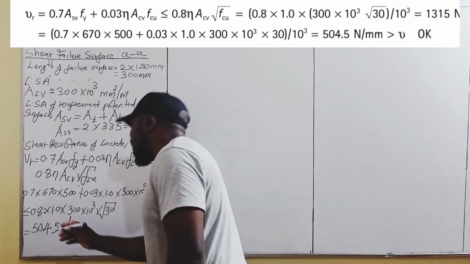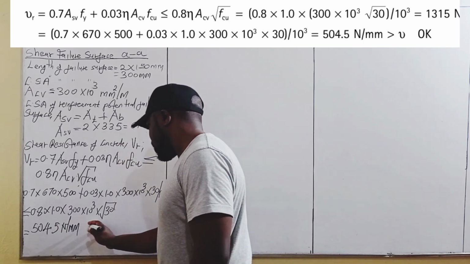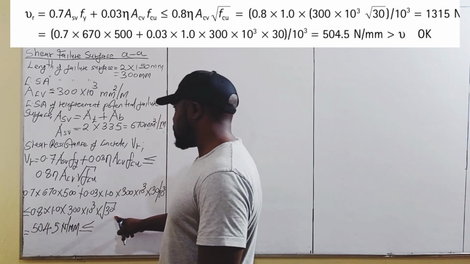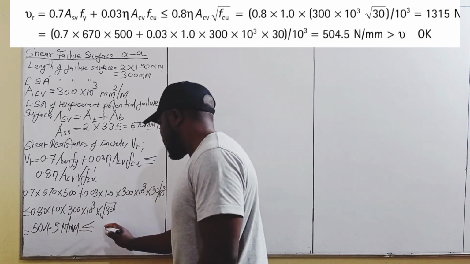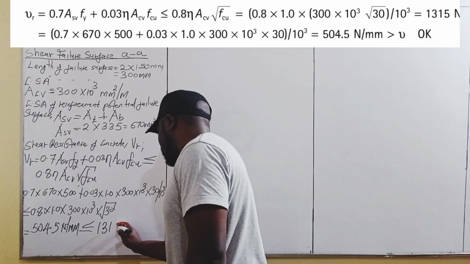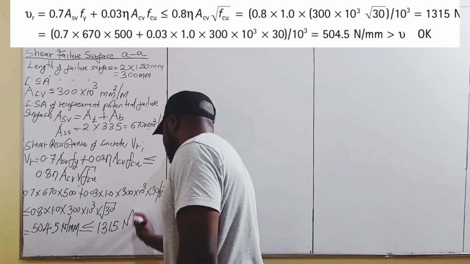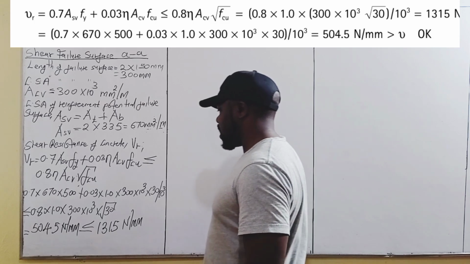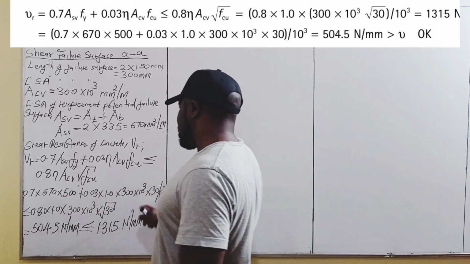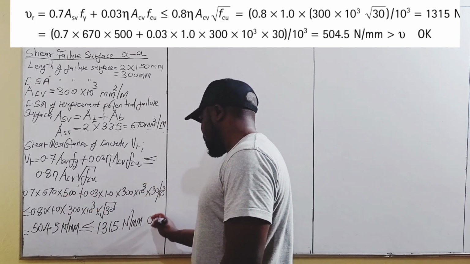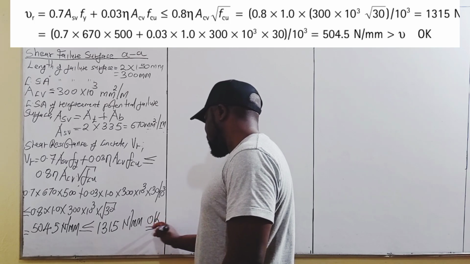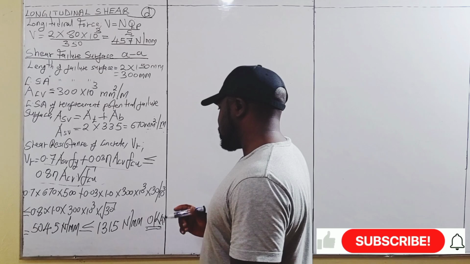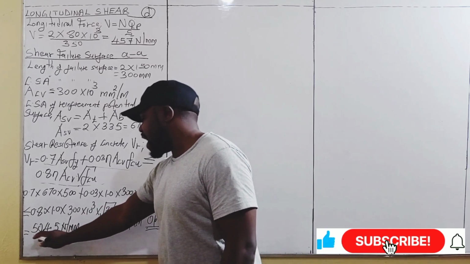newtons per millimeter, which is less than or equal to, the second part is going to give us 1,315 newtons per millimeter. And therefore, we find that that calculation is very much okay, meaning that the section we have selected is all right. It is okay. But in this case, we can also compare V and VR.